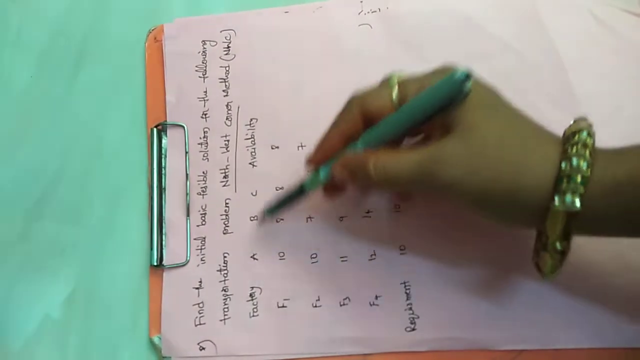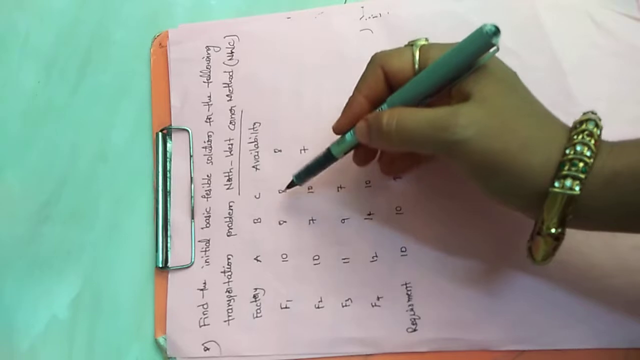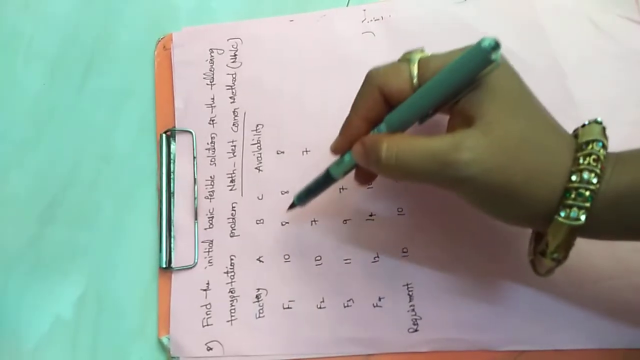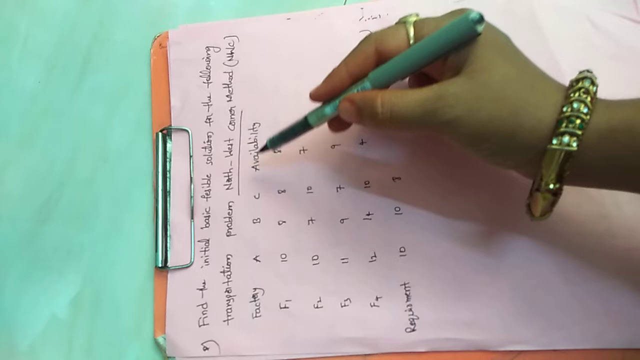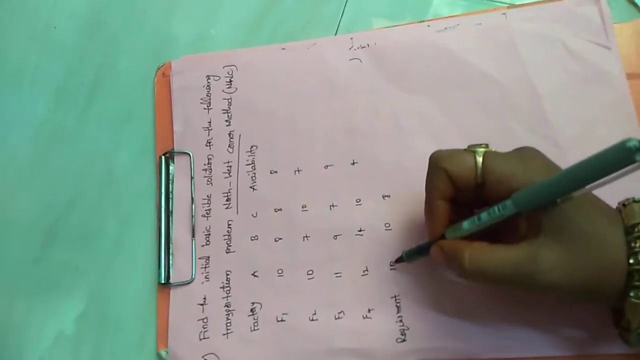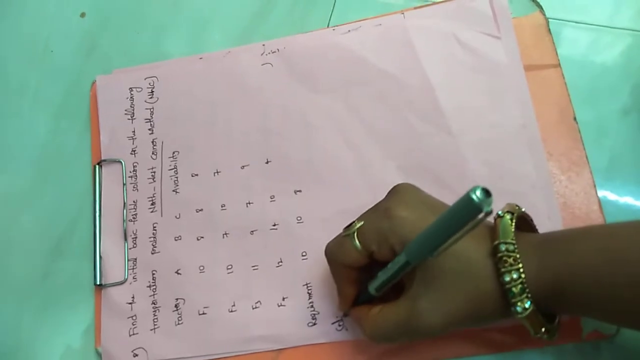A, B, C are the destinations. The costs are 10, 8, 8, 10, 7, 10. These are all the individual cost values. Then the availabilities are 8, 7, 9, 4. The requirements are 10, 10, 8. Now we will solve the problem.